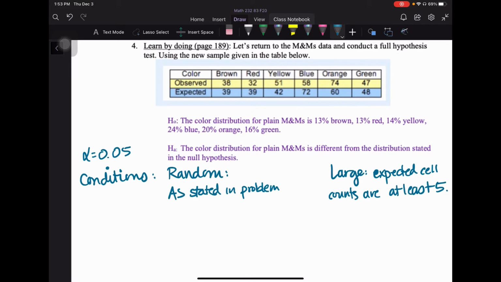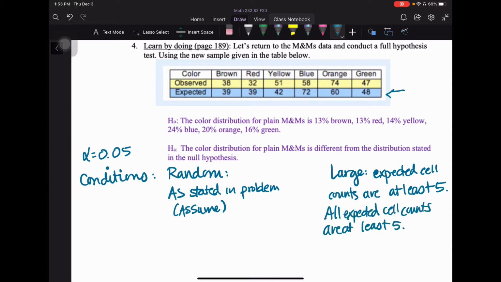Notice that this problem does not say random, so we're going to go ahead and assume that it's random. And then we're looking at our expected cell counts to make sure that they're all at least 5. And if you're not given your expected cell counts, you need to actually calculate the expected values and then state that they are at least 5.